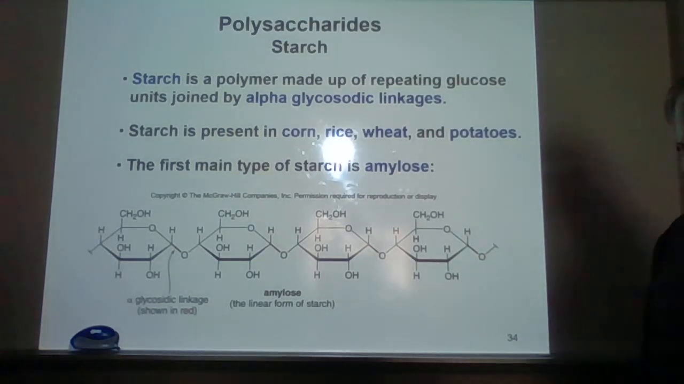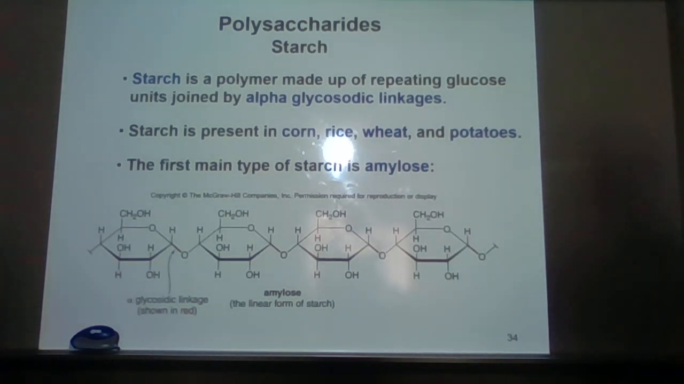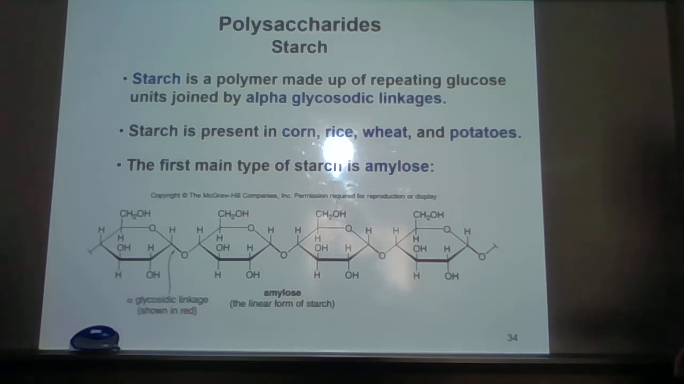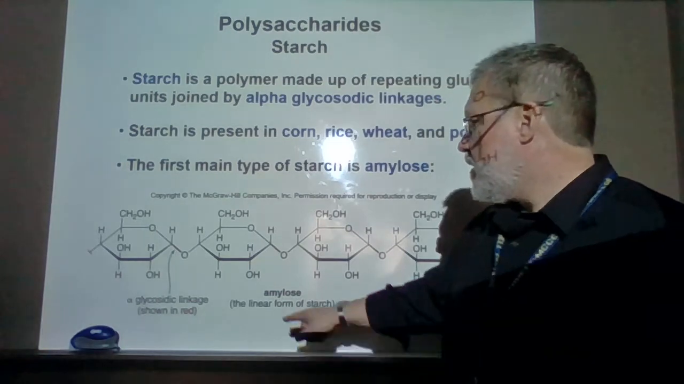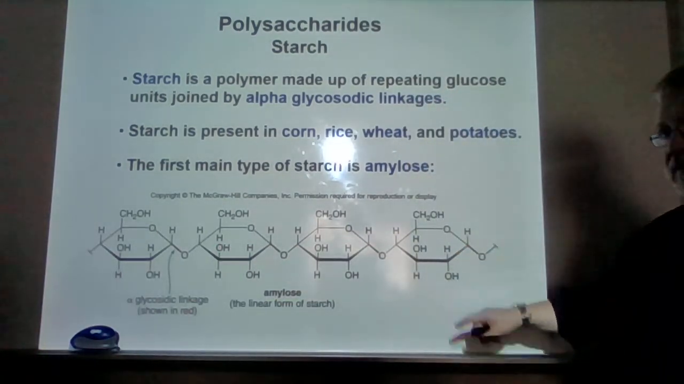There are a couple of kinds of starch. The first kind of starch is a polymer made up of 1,4 alpha glycosidic linkages. It is this completely linear chain of carbohydrates. This is called amylose. So amylose is the alpha 1,4 linkage linear chain of glucose.